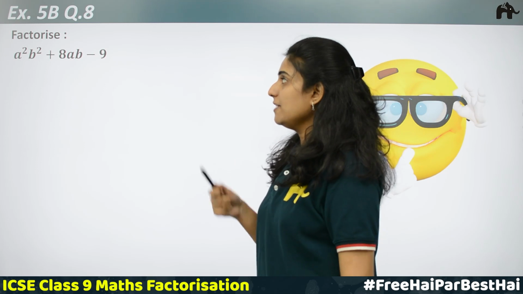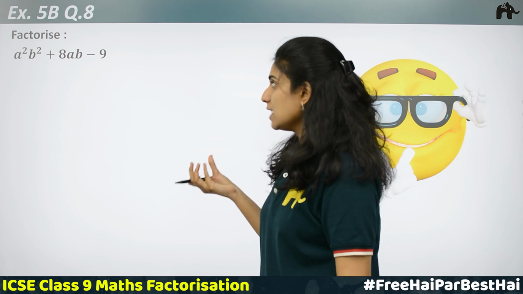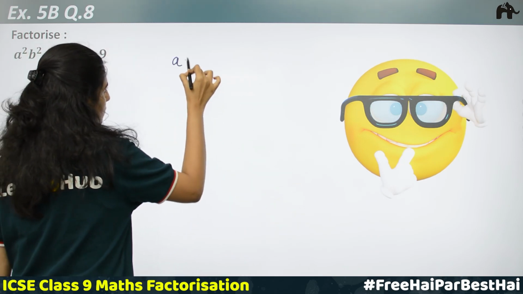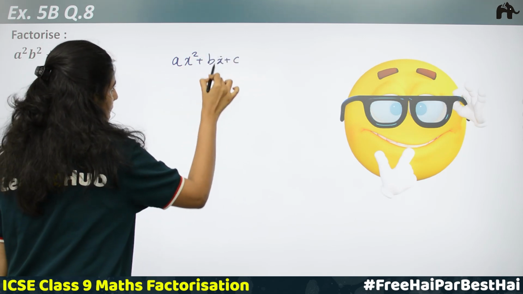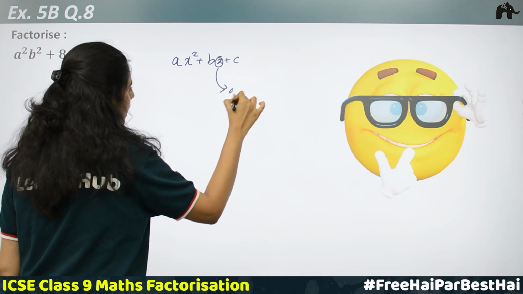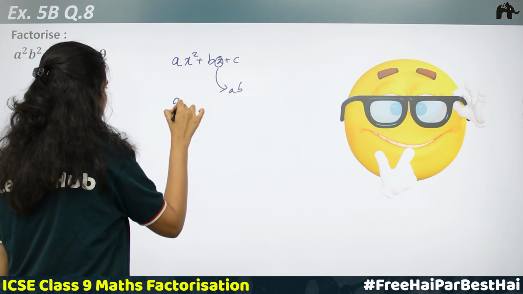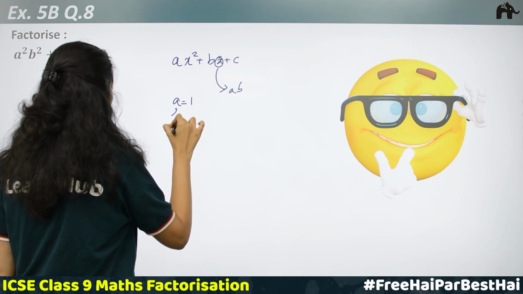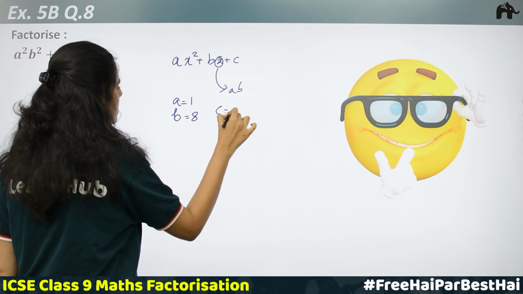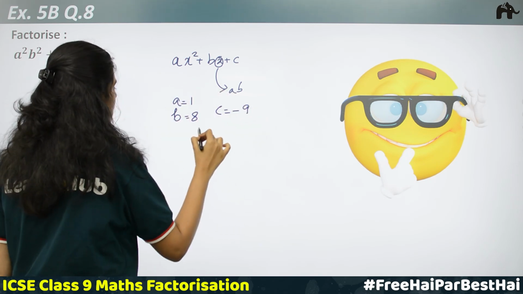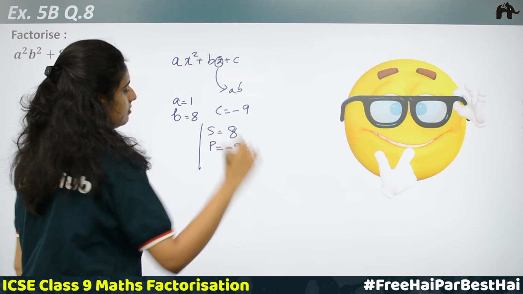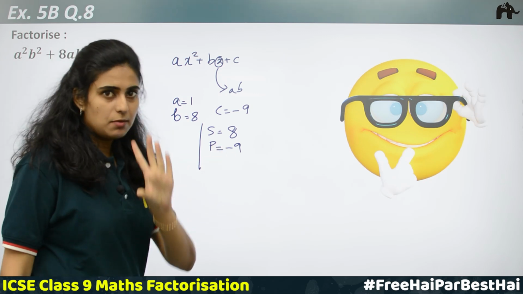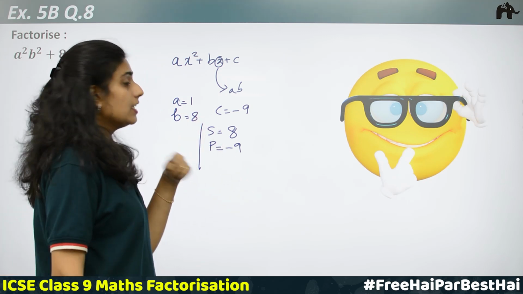Question 8 of exercise 5b, factorize a square b square plus 8ab minus 9. So here you have two variables, right? Now you have the normal form, ax square plus bx plus c. Here in place of this x, we have ab. Okay, the value of a here is 1, that of b is 8 and that of c is minus 9. Okay, now what should be the sum? Here the sum should be equal to 8 and the product should be equal to minus 9. Product is negative, which means one number is negative. Sum is positive, therefore greater number is positive.